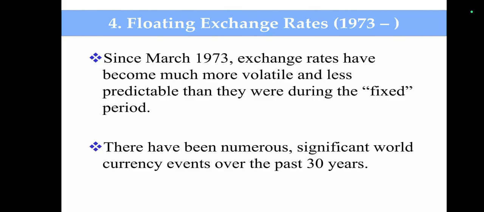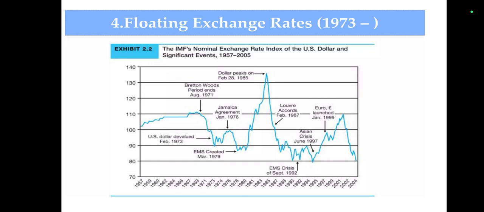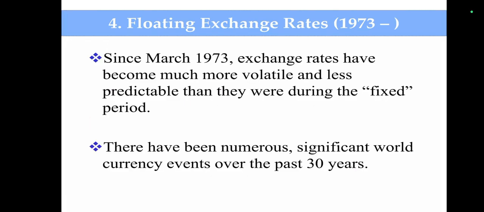Next, after Bretton Woods, the fourth one is floating exchange rates. The floating exchange rate is nothing but, since March 1973, exchange rates have become much more volatile, because after that the exchange rate would have fluctuated so much.